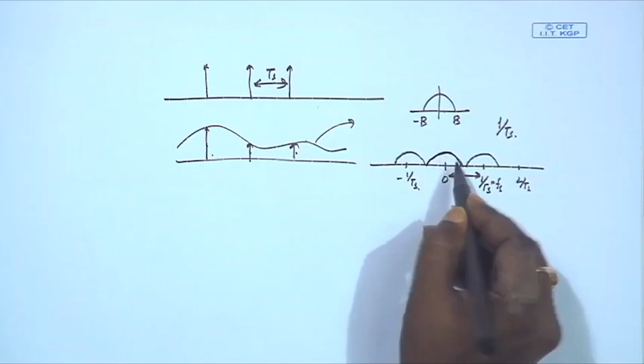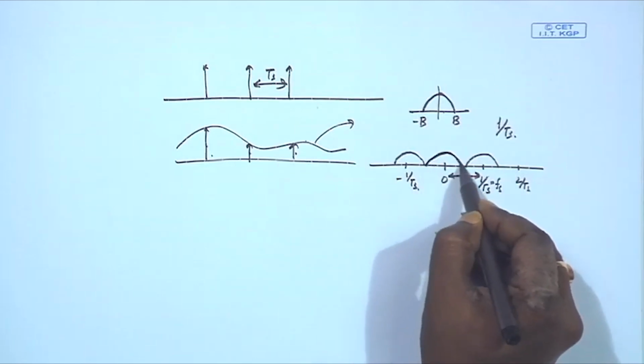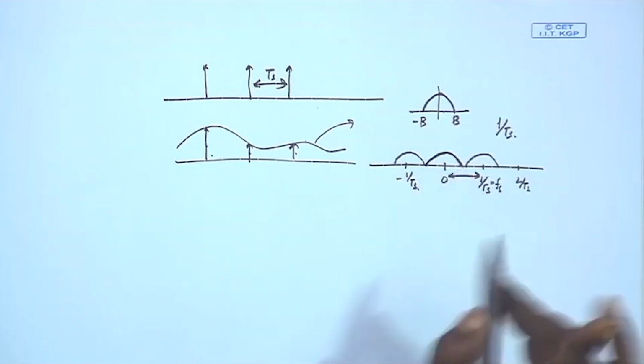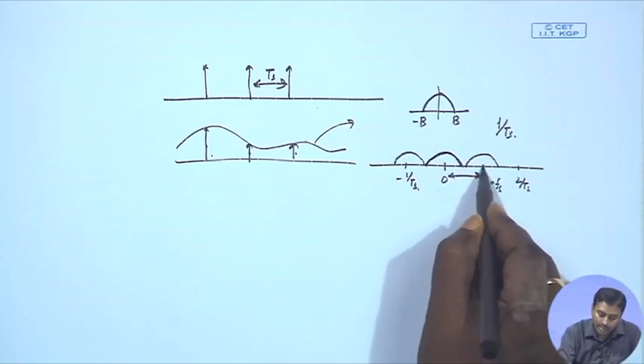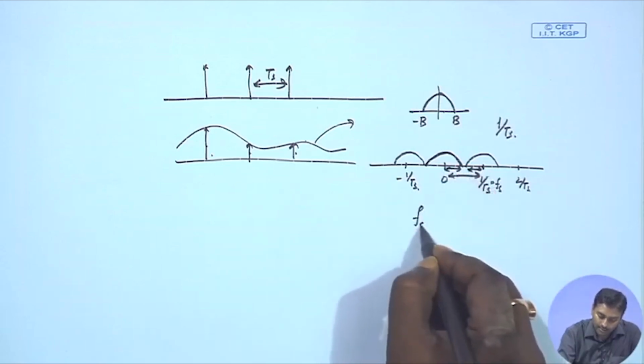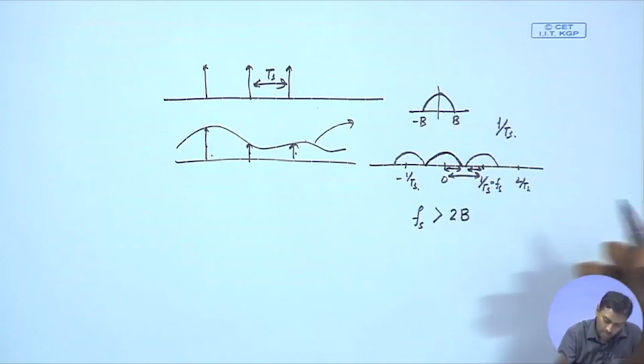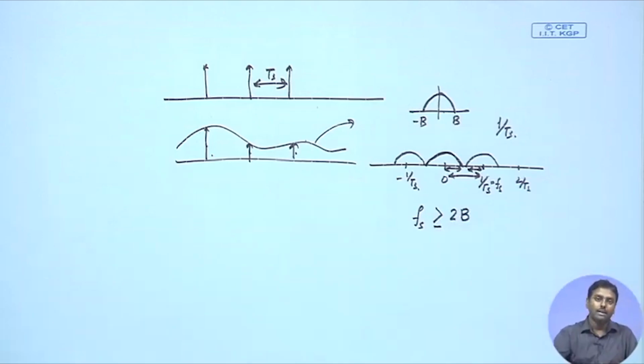If that has to happen, the spectrum of this signal remains intact as long as, as we have already proven, Fs is greater than 2B, or I should say greater than or equal to 2B, where equality is the Nyquist sampling rate. Okay. So, as long as that is happening, there is no problem.